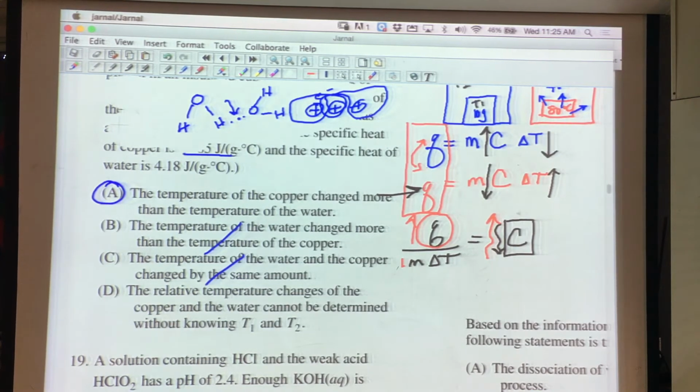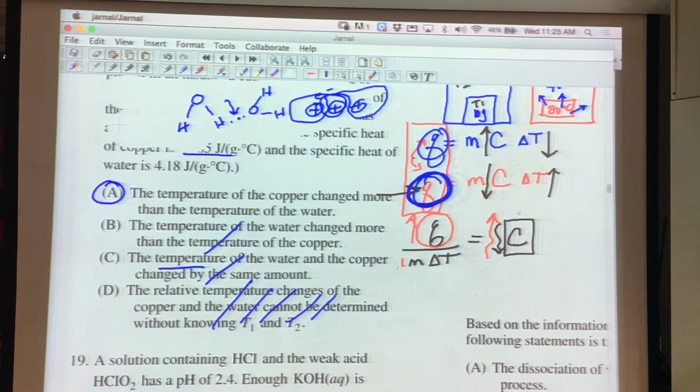The heat, understand this, temperature is not heat. They're proportionate to each other, but not the same. The relative temperature change of copper cannot be determined, no. So the best answer is A, okay?